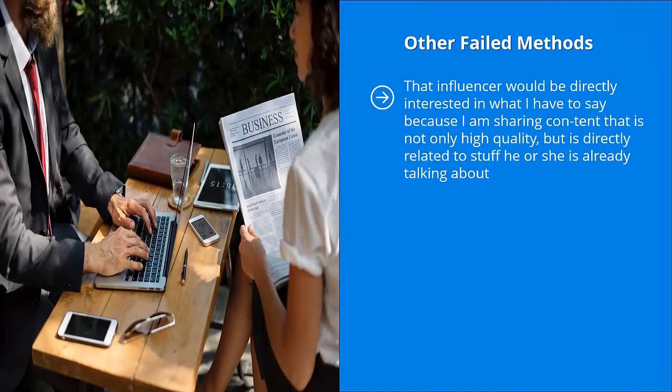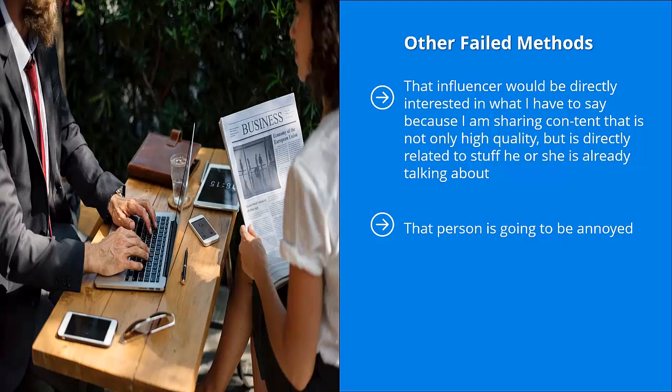That influencer would be directly interested in what I have to say because I'm sharing content that is not only high quality, but is directly related to stuff he or she is already talking about. Do you see the specificity here? Do you see the direct link? Now, compare this with an influencer who talks only about Forex, and I tag that influencer when I'm talking about Bitcoin. That person's going to get annoyed. Do you see the difference?